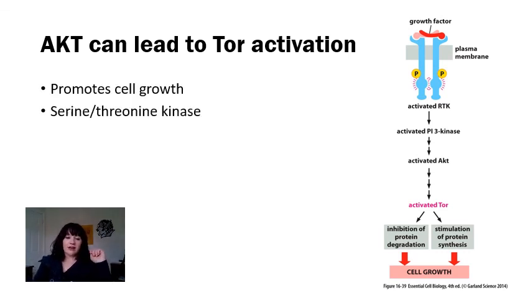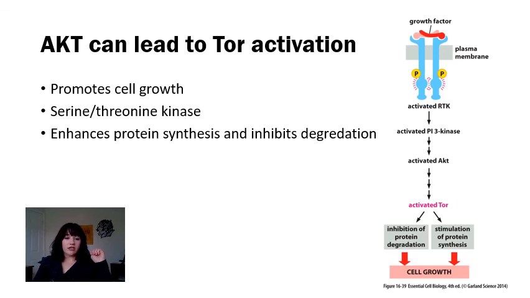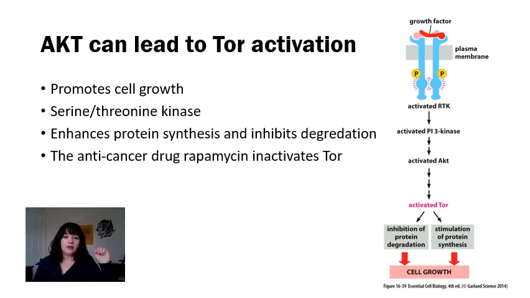So it does that, again, by this TOR protein. TOR is going to inhibit degradation of proteins in the cell and also enhance production of proteins. So this is beneficial for helping a cell to grow and to survive. Again, since we're dealing with cell growth and survival, you can expect that these components of the cell signaling pathway are going to be involved in cancer. For example, the cancer drug rapamycin inactivates TOR. So that is going to promote cell death.